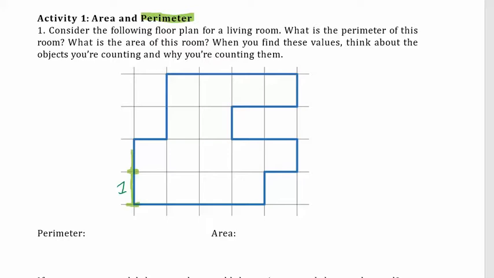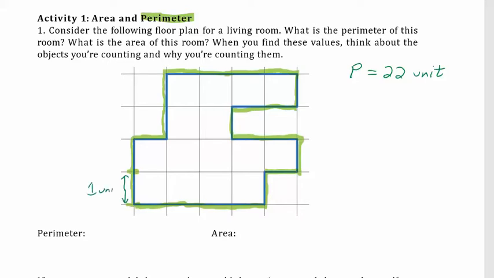So we've got 1, 2, 3, 4, 5, 6, 7, 8, 9, 10, 11, 12, 13, 14, 15, 16, 17, 18, 19, 20, 21, 22. So the perimeter is 22 units. And we want to be very particular about the label here, where this measurement from here to here constitutes 1 unit. And that would be a unit of length.